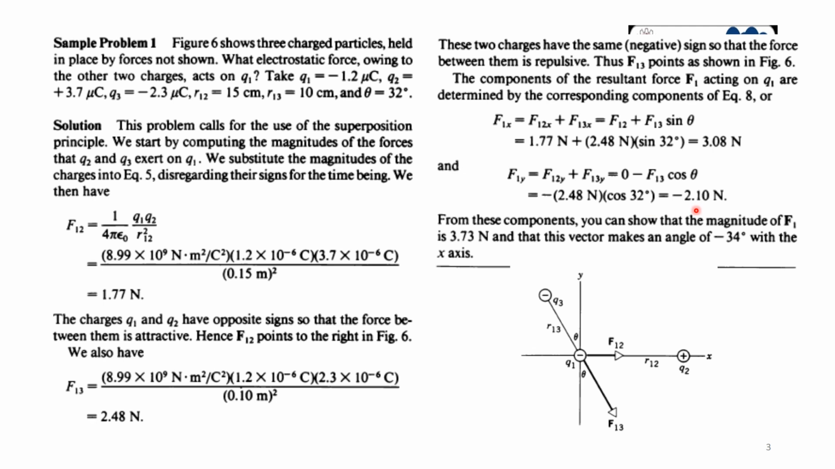So what will be the resultant? This is my question: we have Fx and Fy, so what will be the resultant? We all know how we can find the resultant value if we have x and y values: the square root of Fx square plus Fy square.